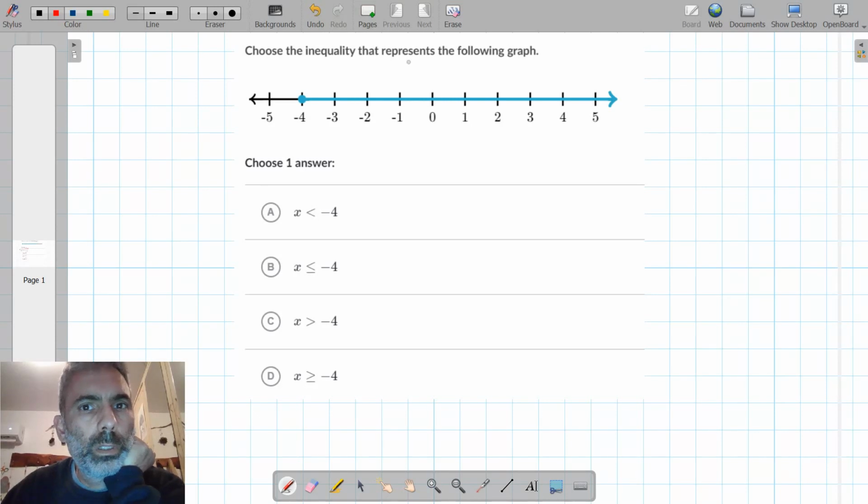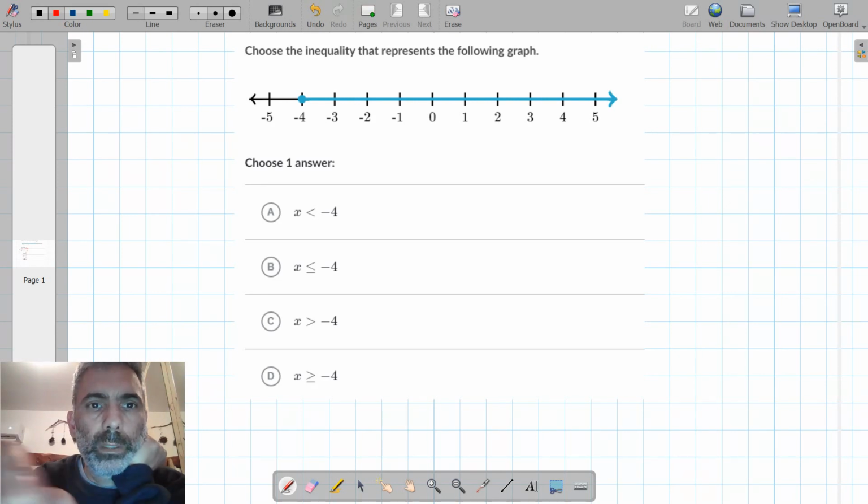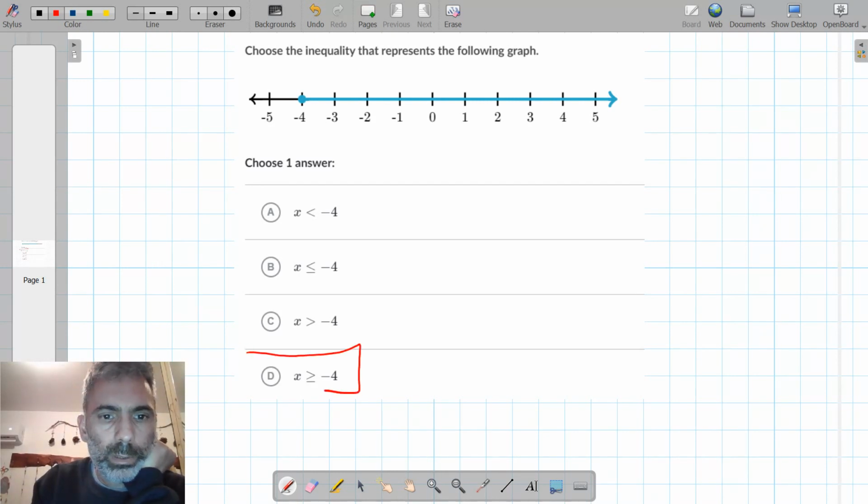Choose the inequality that represents the following graph. Okay, so here we see that the circle around 4 is solid. It's completely full, so it means that it includes the number -4. It's not 4, it's -4. And the arrow is to the right of -4, which means all the values of x should be greater than or equal to -4. So this is the only correct option.